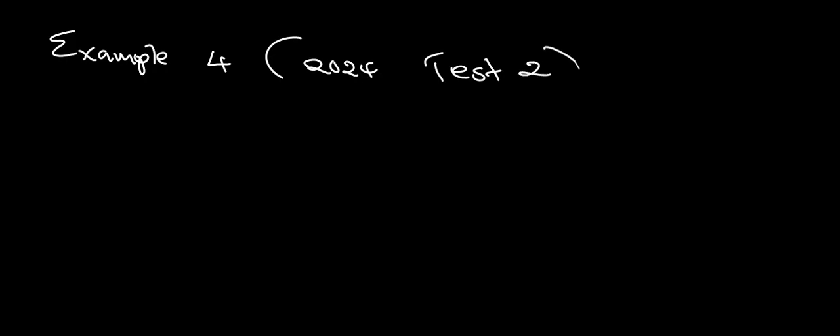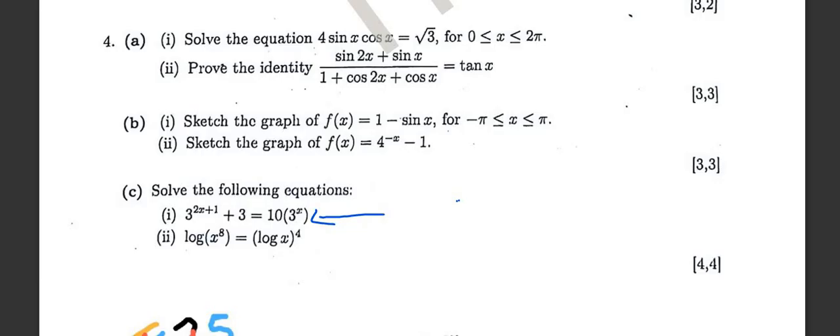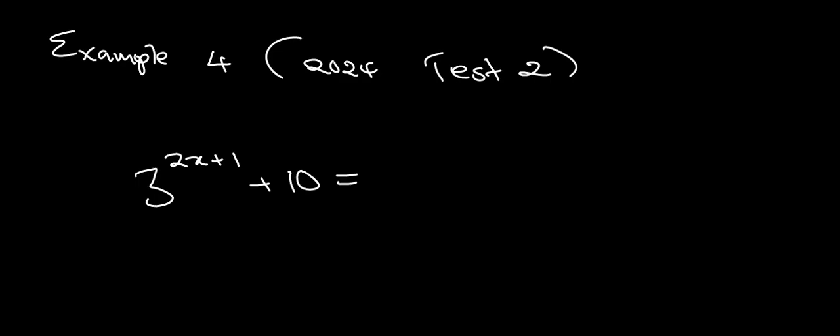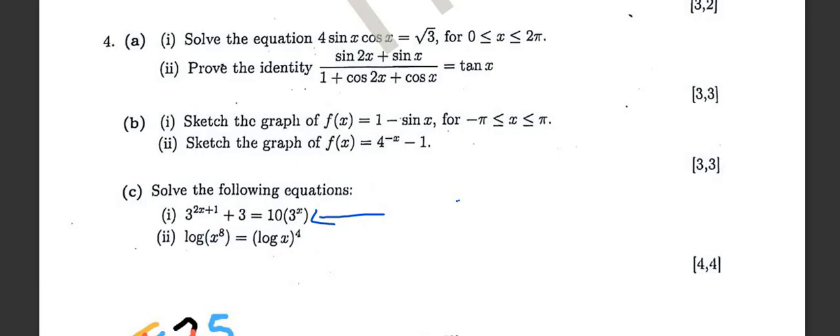So this is from last year's test 2, so example 4. It is from the 2024 test 2. So they are saying 3 to the power 2x plus 1, plus 10, I think, is equal to, there's a 3 here, please pardon me, there's a 3 here, then this is 10, then you have 3 to the power x. Yeah, that's what you have.